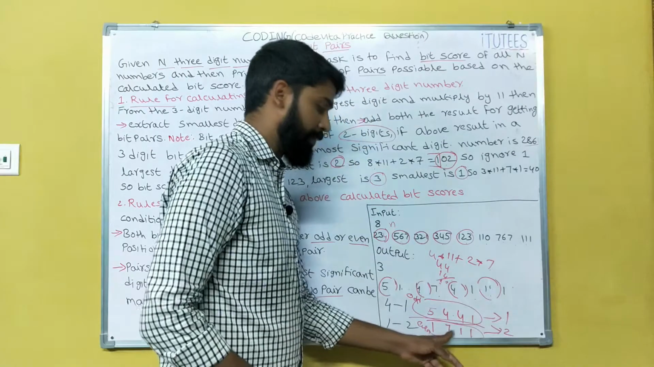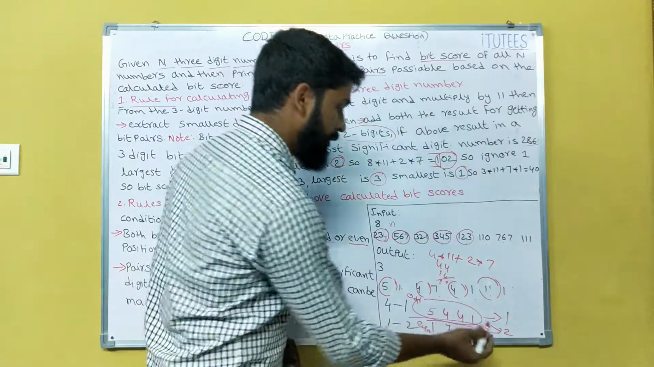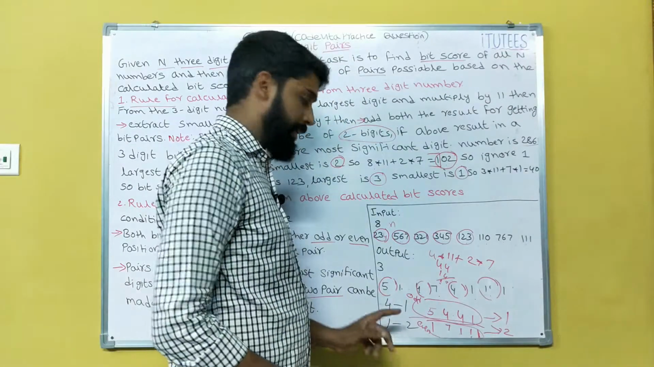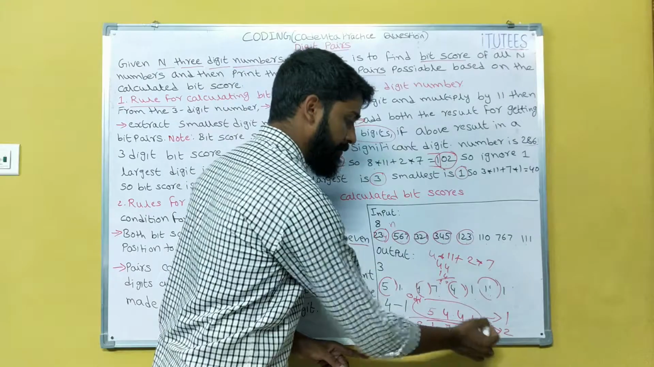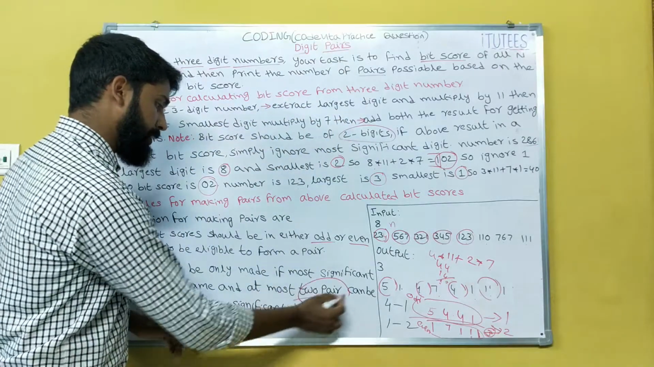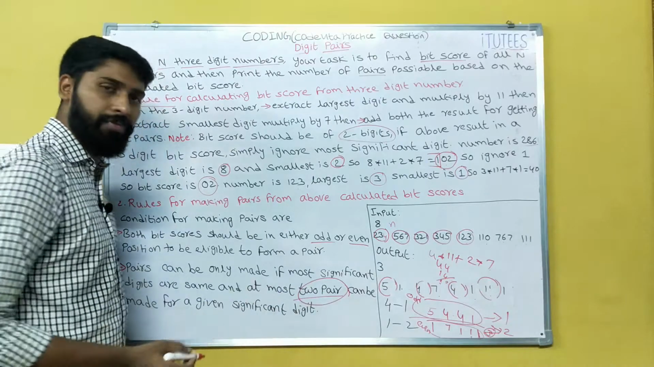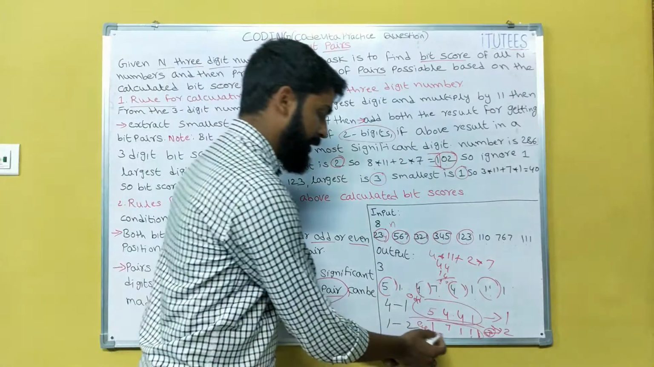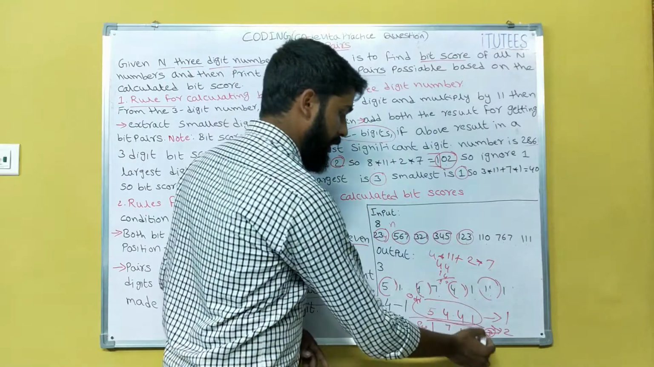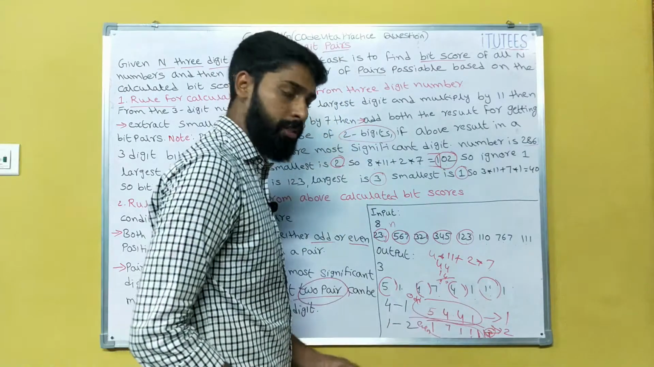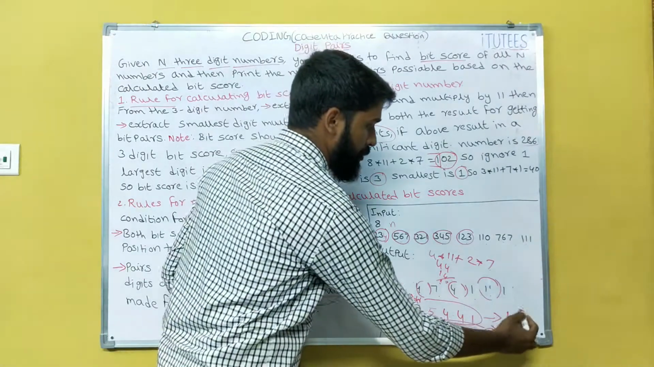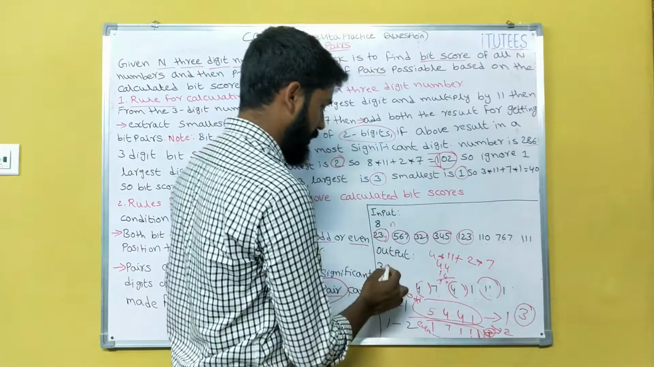For 7, no pair. If there were more 1s, like 1, 1, 1, 1, in this case we don't get 3. Why? At most 2 pairs can be made for a given significant digit. That means for 1, the maximum pairings are 2. So if there are more than 2 ones, we still get only the value 2. So 1 plus 2, how many pairs? 3. So 3 is the output.